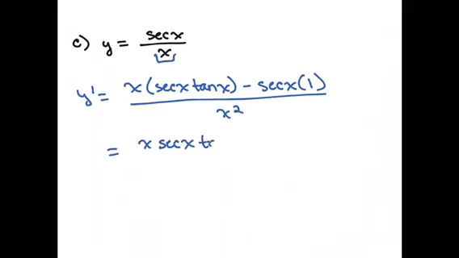So if I clean up my numerator, I see that there are no like terms to combine. There's no x to factor out to cancel anything. I could factor out a secant x, but it wouldn't simplify anything, so this is my final answer.